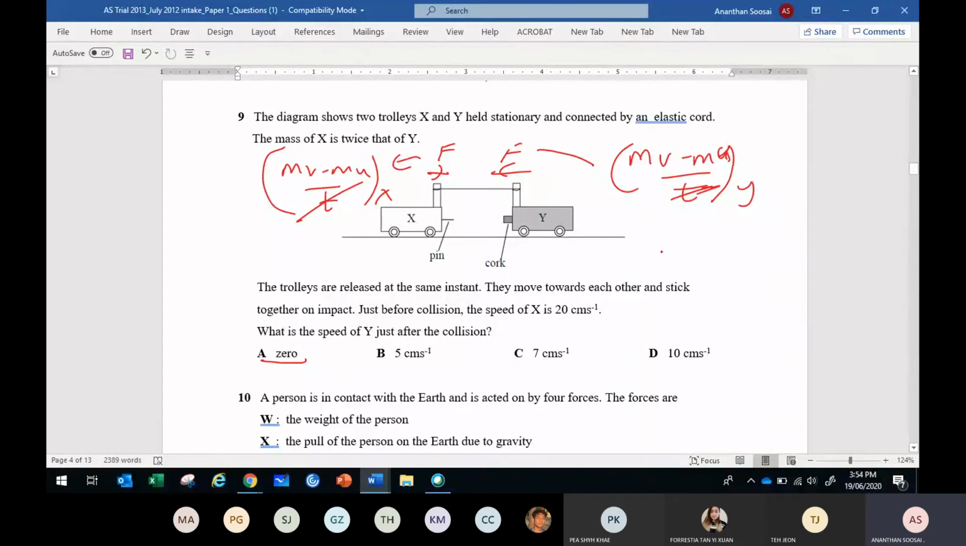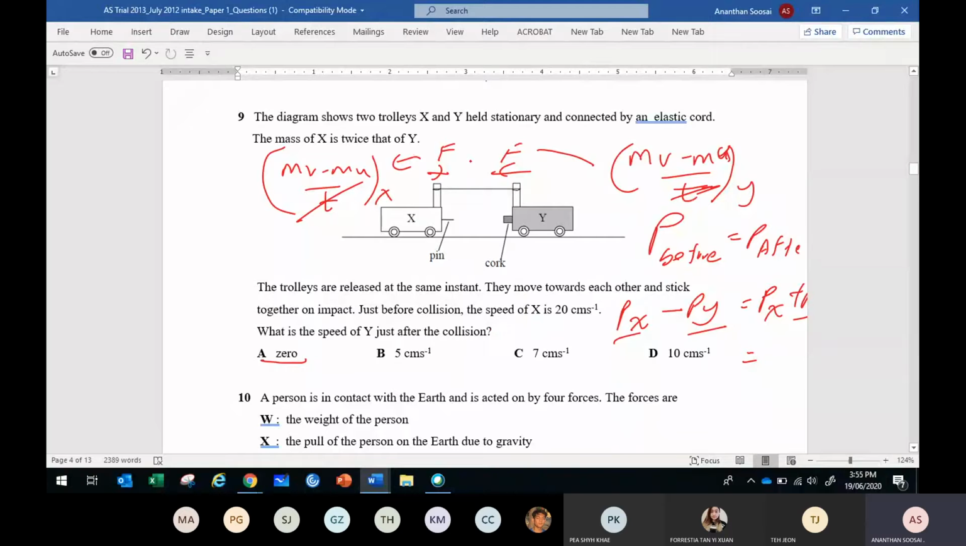What is the total momentum of X and Y? The total momentum before collision should equal the total momentum after collision. So before collision, the momentum of X should be minus the momentum of Y, because Y is moving to the left and X is moving to the right. After that, momentum of X plus momentum of Y. Before collision, the momentum of X is how much? When they come and meet up, the momentum of X and the momentum of Y are going to be the same.